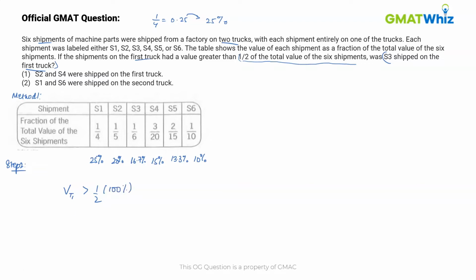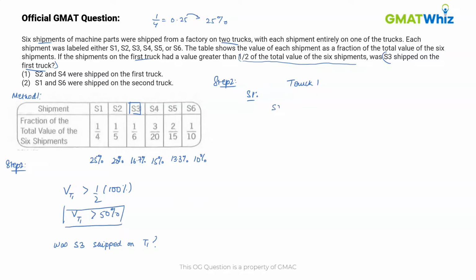That means that the total value of shipments in truck 1 is greater than 50%. So this is one of the conditions that we know. We have to check if the shipment S3 was shipped on truck 1. So this is what we have to find. Now let's move on to statement 1. Statement 1 tells us information about 2 shipments that were shipped on the first truck. So this is about truck 1.